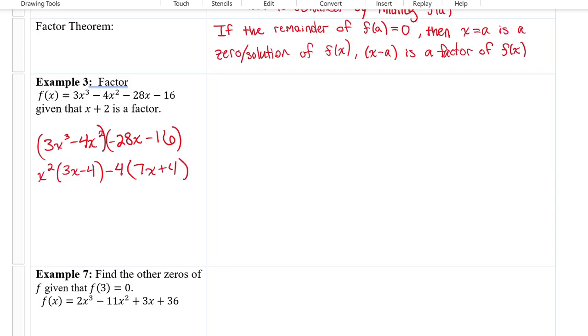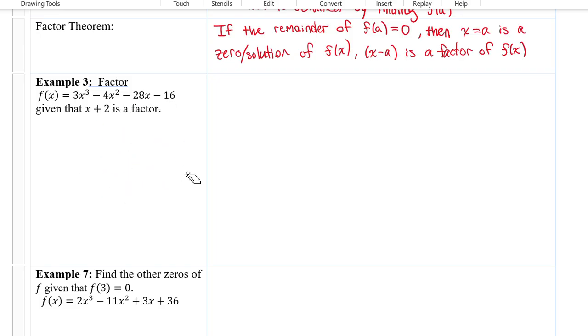Now the reason why we'd have to stop here and say factor by grouping does not work is because, look, now we have 3x minus 4 and 7x plus 4 as these leftovers. These should be the same. If they're not the same, then you cannot factor by grouping.